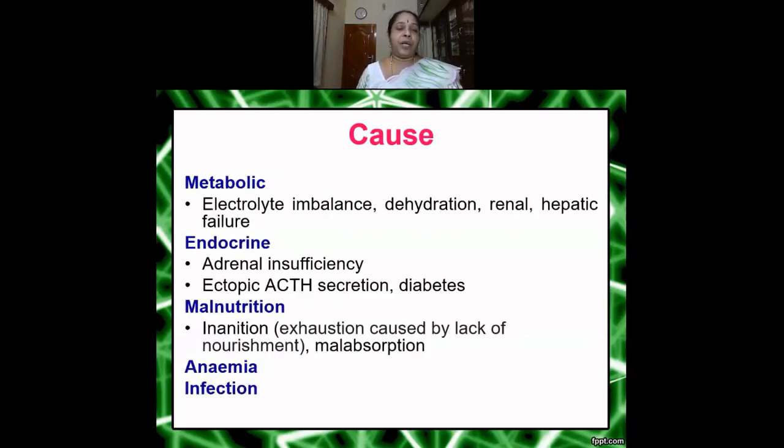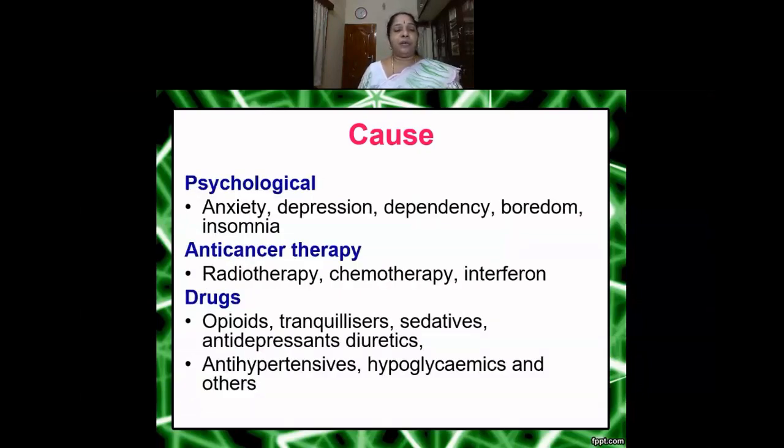Metabolic causes could be due to electrolyte imbalance, dehydration, renal or hepatic failure, kidney failure or liver failure. Endocrine causes like adrenal insufficiency, deficiency of the adrenal hormones, ectopic adrenocorticotropic hormone secretion. So sources other than the pituitary secreting the ACTH, diabetes, malnutrition, inanition, that is the exhaustion caused by lack of nourishment, and malabsorption, anemia, infection are some of the causes. Psychological causes include anxiety, depression, dependency, boredom, and insomnia. So all these can make the patient feel very weak and fatigued.